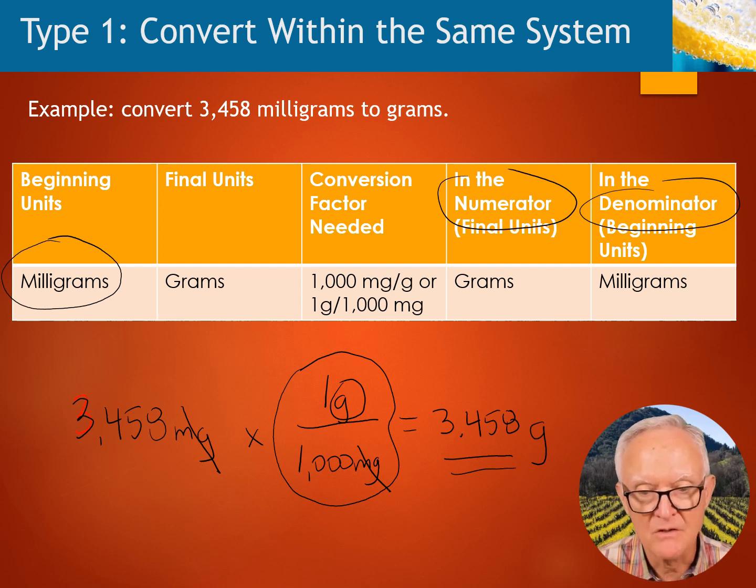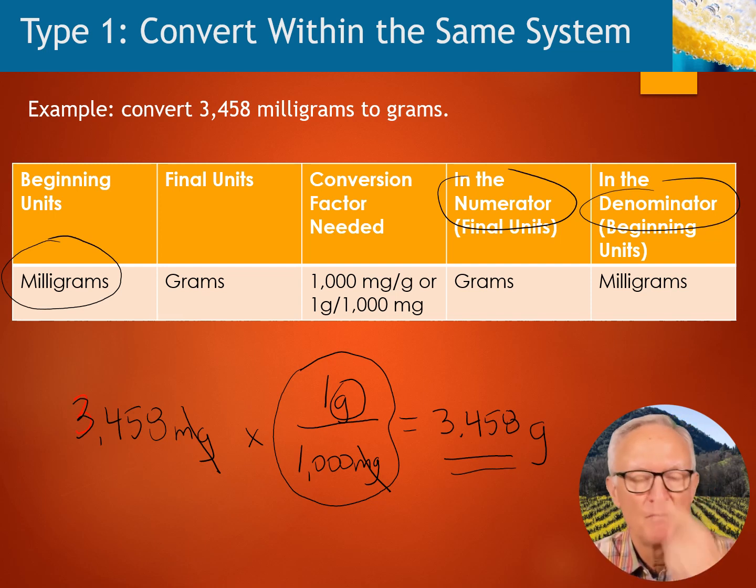And then we can ask ourselves, does that pass the smell test? And in this case, it's pretty easy to do the math in your head. But if it's more complicated, you could say, okay, we're going from milligrams, which is a small unit, to grams, which is a bigger unit. So our number should be going down. And it did. It went from 3,458 to 3.458.